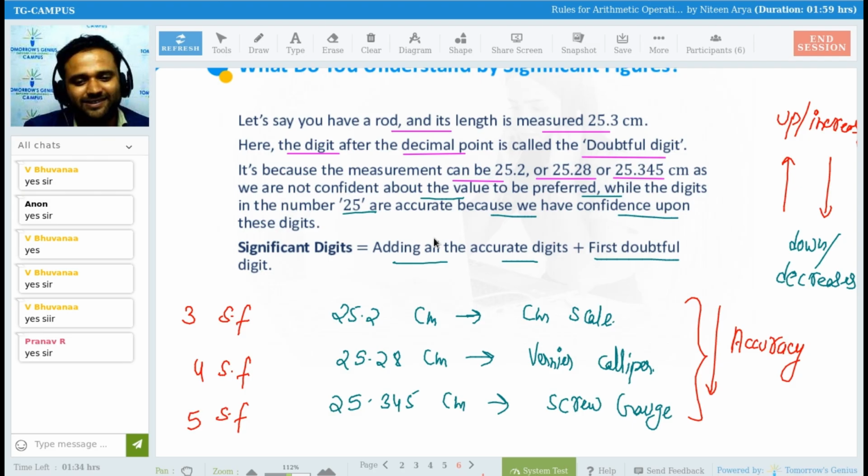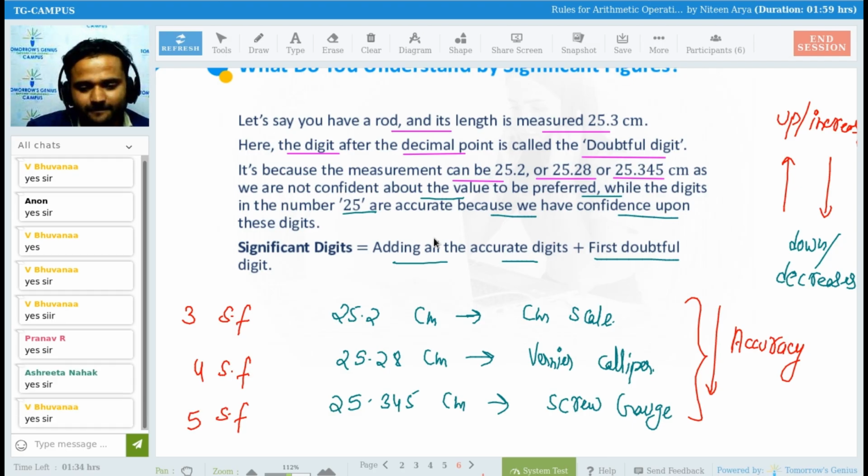Instead of this, Pradyuman Dubey sir role. Good.